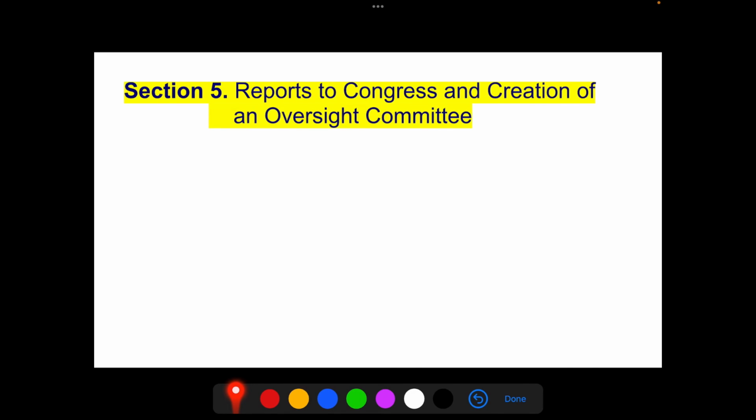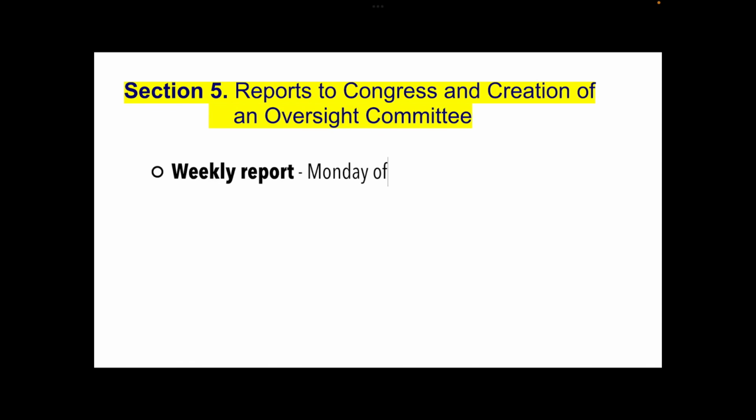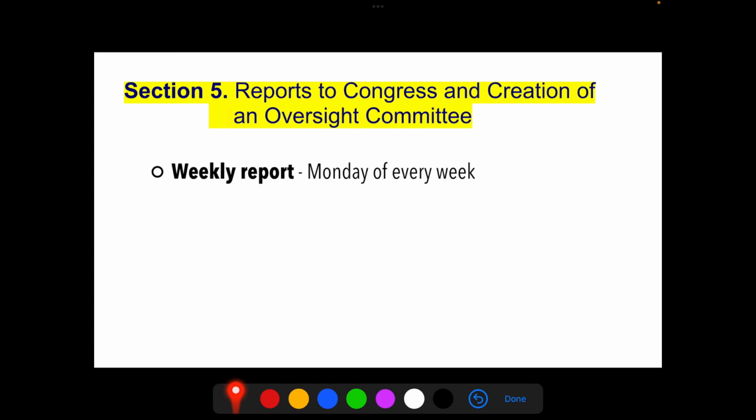For the Section 5, we have reports to Congress and the creation of an oversight committee. So the President, during the Monday of every week, shall submit a weekly report to Congress of all acts performed pursuant to this Republic Act during the immediately preceding week. So the report shall also include the amount and the corresponding utilization of the funds, the used funds, the augmented funds, programmed, reallocated, and realigned funds pursuant to this Republic Act.